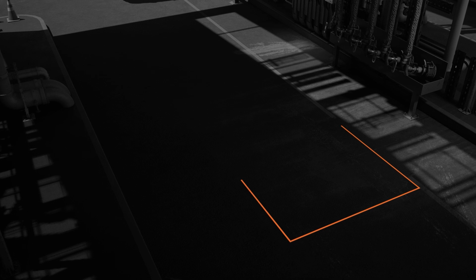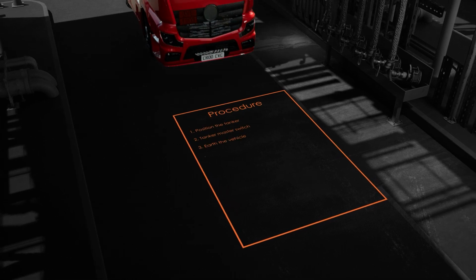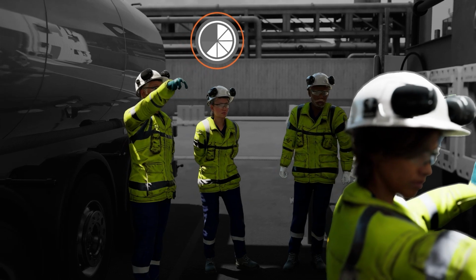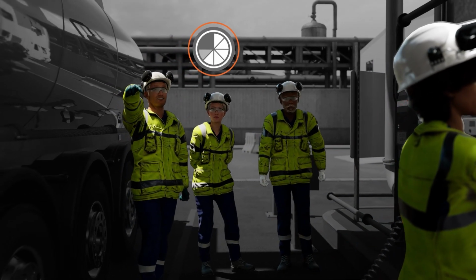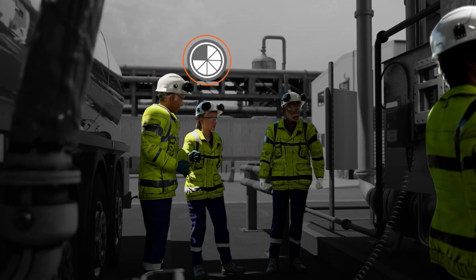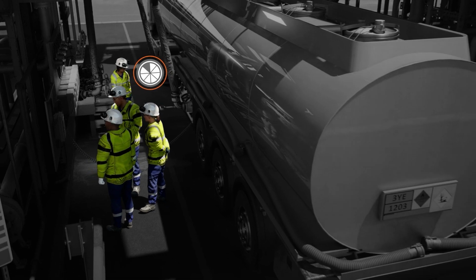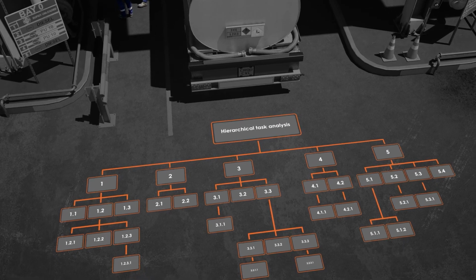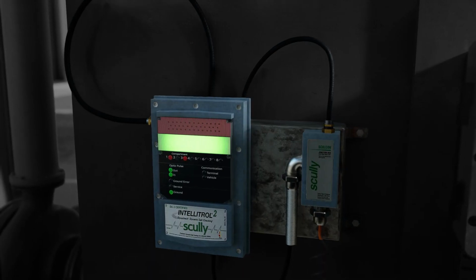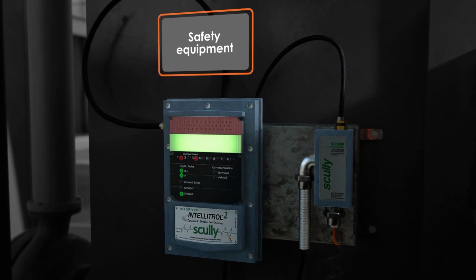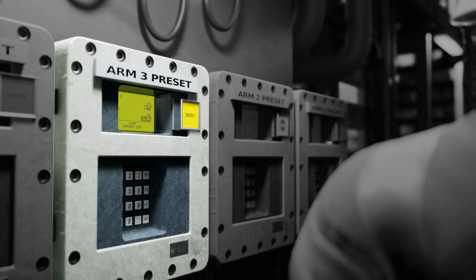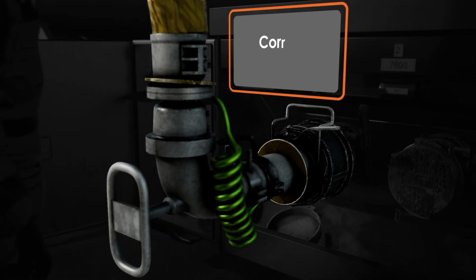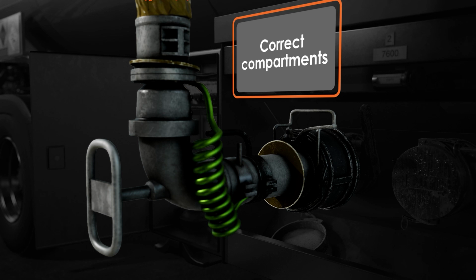We often start with a procedure that describes the task as it's imagined to be performed. Then, we involve the workforce in a walkthrough and talk-through of the task, so we can observe how it is really done. Using this more complete understanding, we break the task down into steps and display this information graphically. For loading a fuel tanker, this might include steps like checking safety equipment, verifying load configuration and fuel grade, and ensuring hoses are connected to the correct compartments.